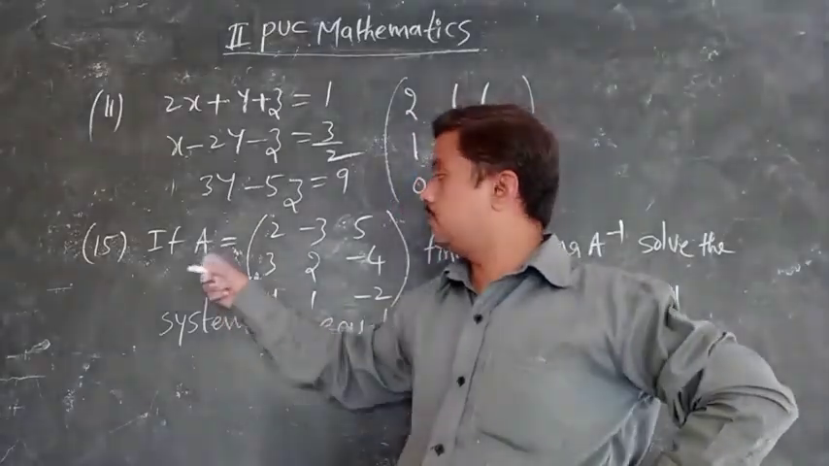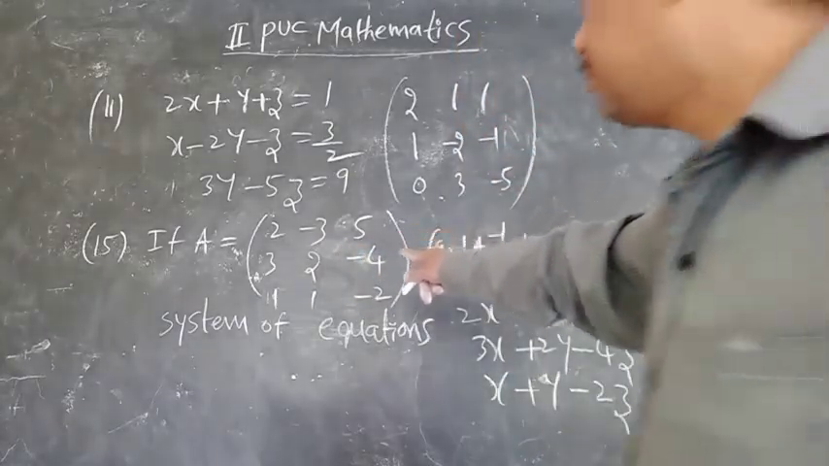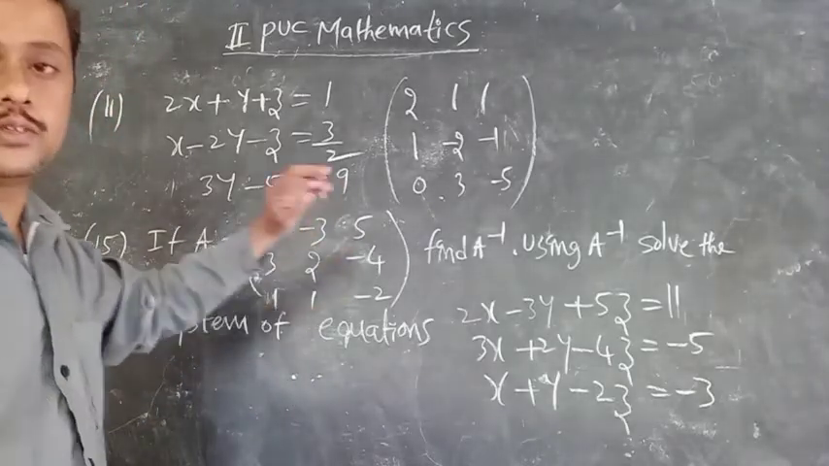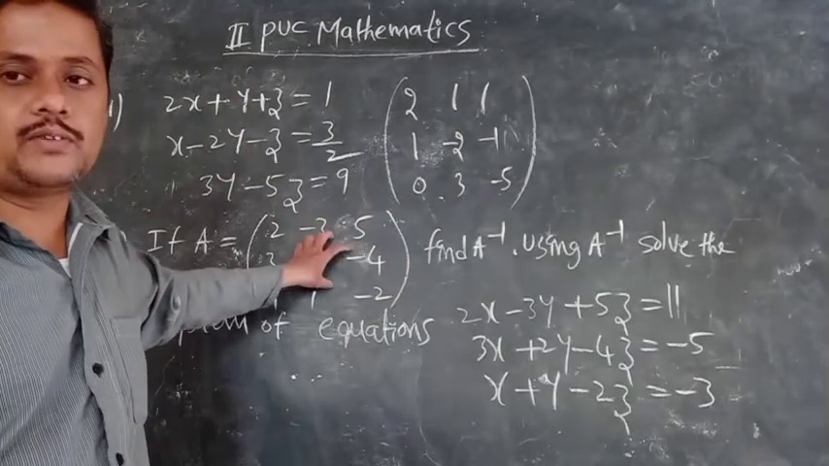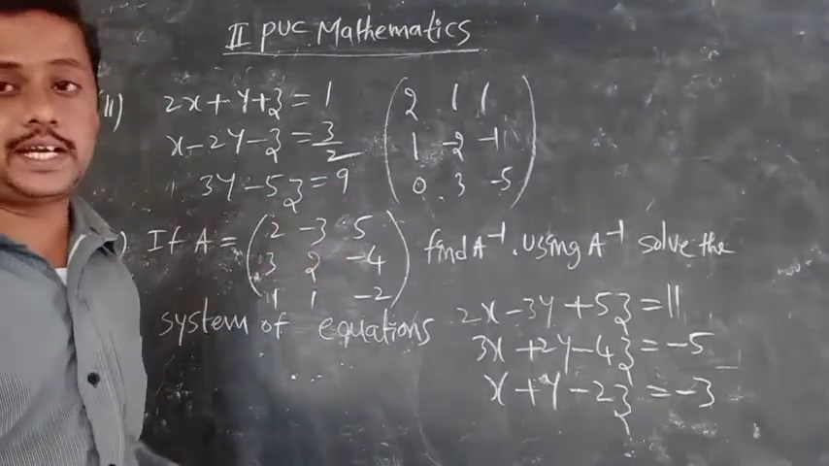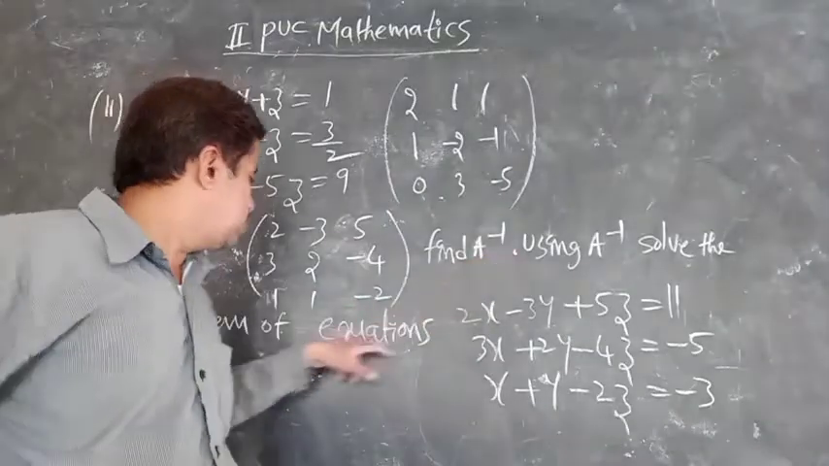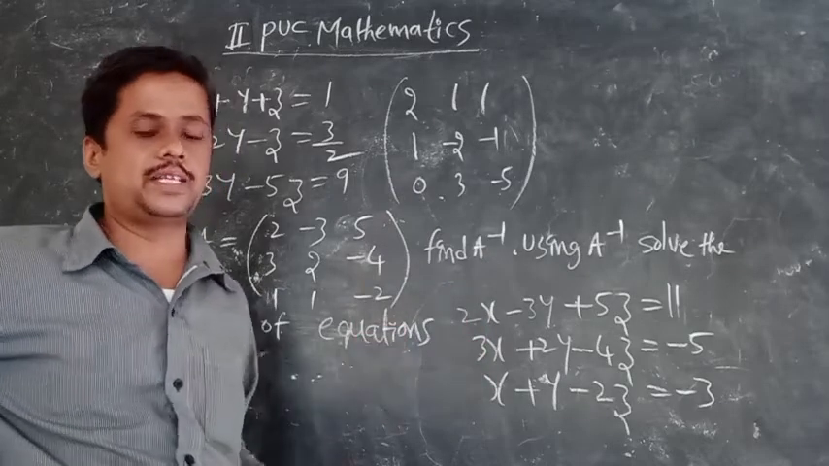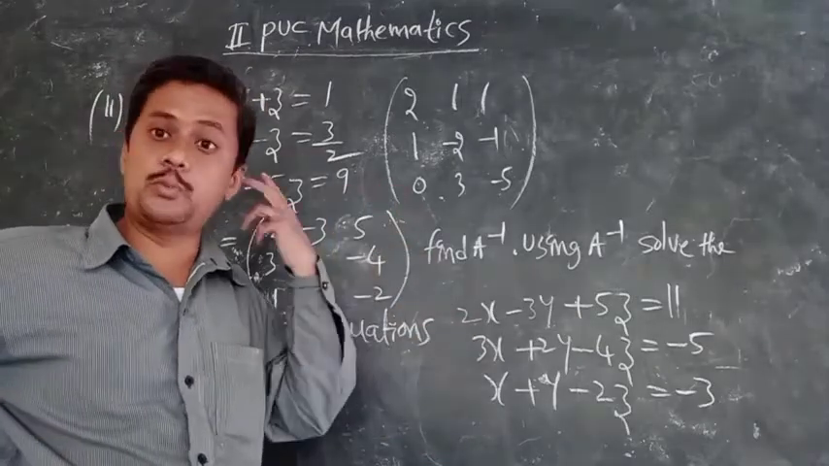15th question. If A is equal to the matrix with rows 2, minus 3, 5; 3, 2, minus 4; 1, 1, minus 2, find A inverse. You know how to find A inverse now. A inverse is equal to 1 by det A into adjoint A. That is the formula. Calculate det A and adjoint A first, then A inverse. After that, use it to solve the system of equations according to the matrix. They have given it as solve, and students get confused thinking this is a 5 marks question with so many parts.